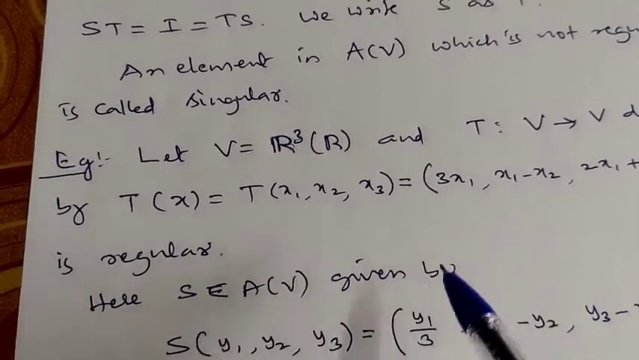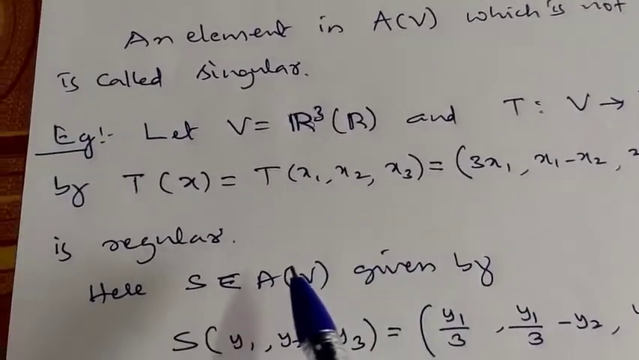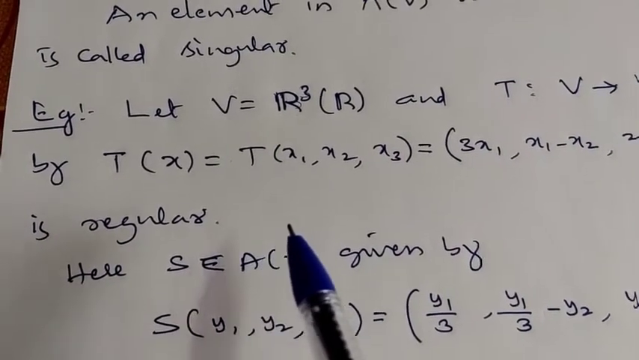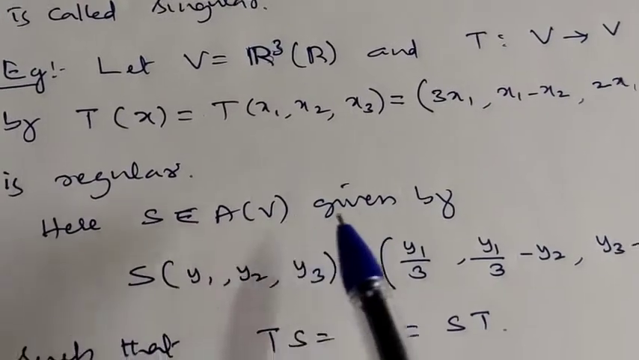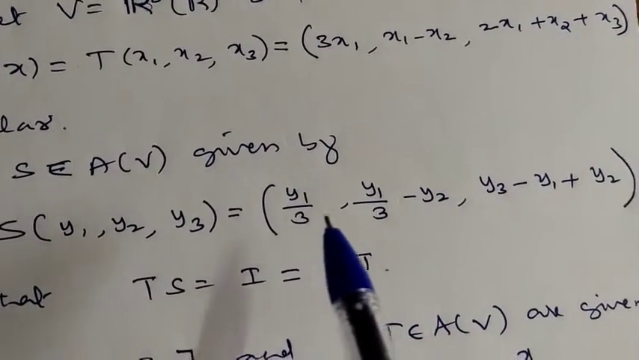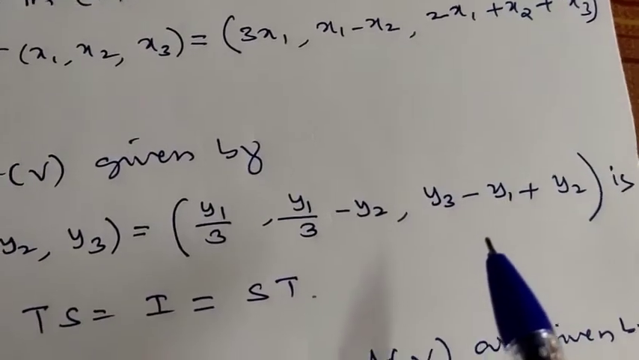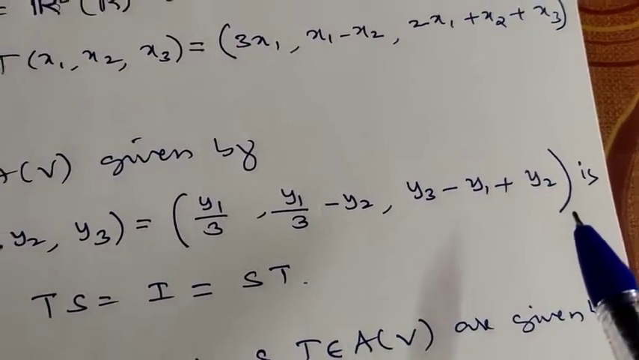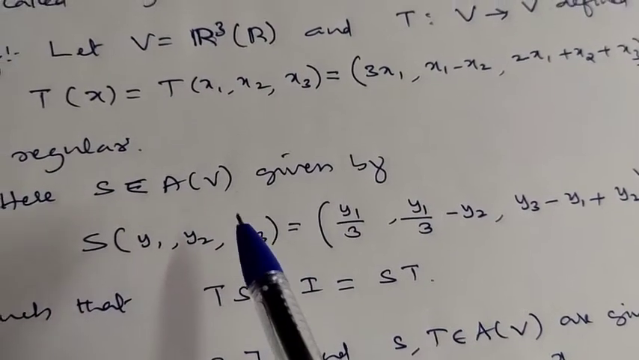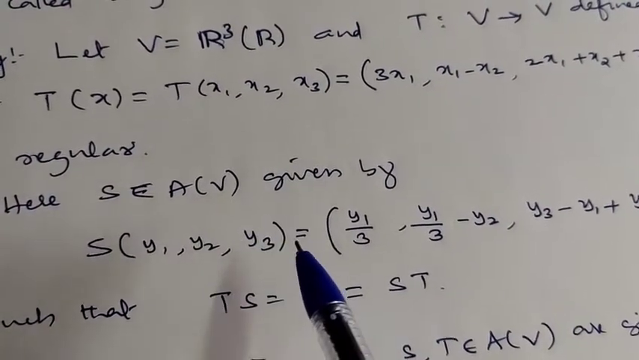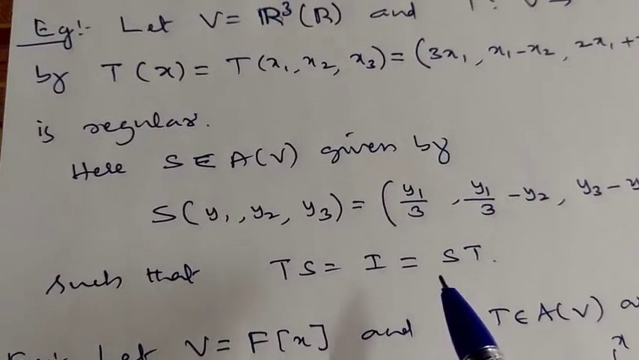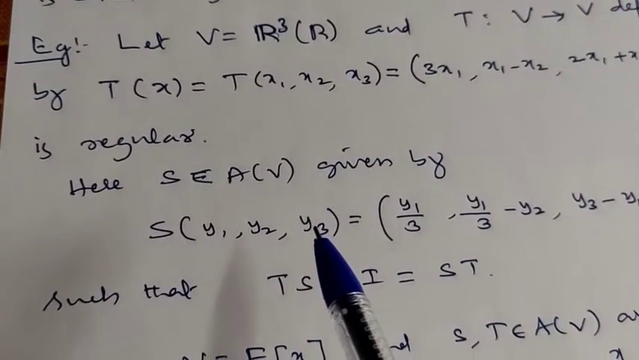Then we can show that this transformation T is regular or invertible. If it is invertible, definitely an inverse exists for it. That inverse is given by S of y1, y2, y3 equals y1 by 3, y1 by 3 minus y2, y3 minus y2 plus y1. By simple computation we can find S of this type. We can observe that S into T is I as well as T into S is I, the identity transformation. Therefore, S is the inverse of T and T is invertible.